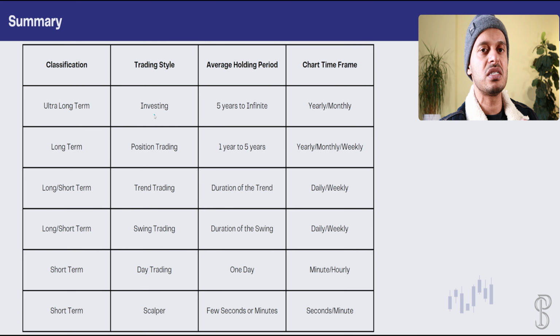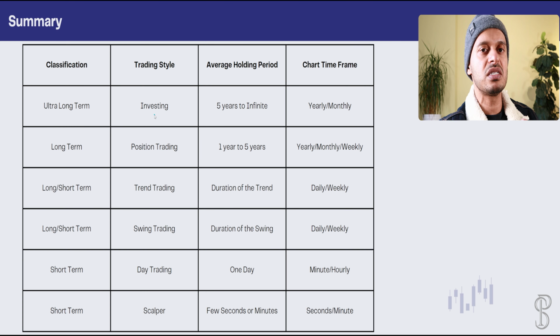Now, a trend trader is someone who would keep a position for the duration of a trend. A trend could last 1 year, or it could last a few months. There are two types of traders in trend trading: you could be a long-term trend trader, or a short-term trend trader. A long-term trend trader would look for the long trends and capture the entire long trend, which could be 1 year, it could be 5 years, it could be just 1 month, and that's all they care about.